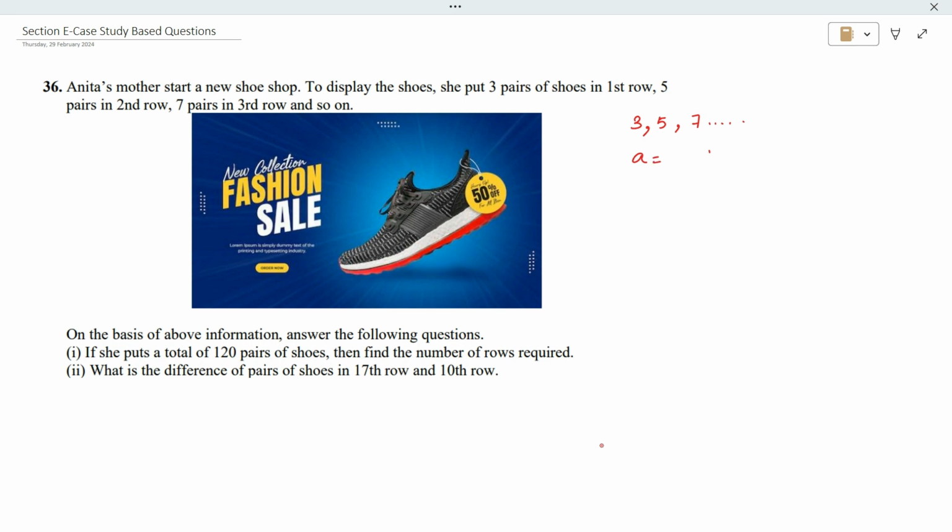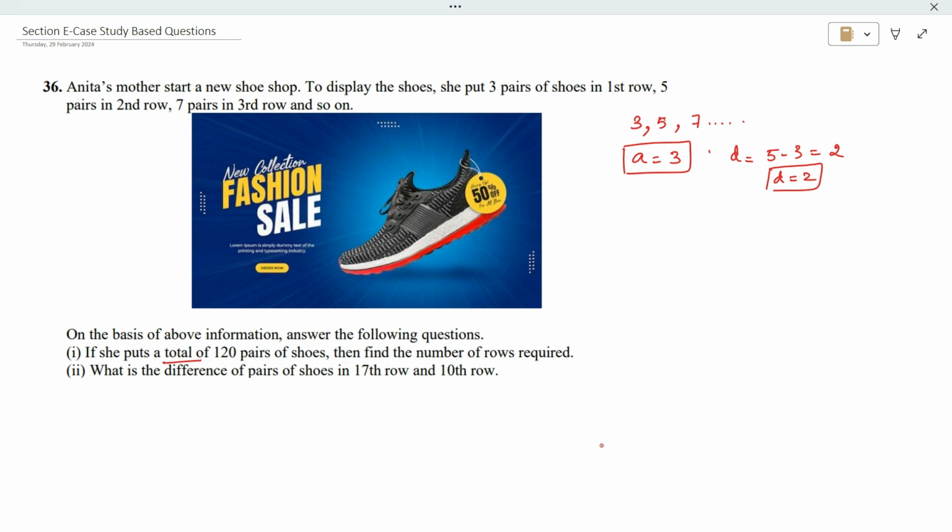Okay, so A is the first term, and how will you find D? A2 minus A1, isn't it? That is 5 minus 3, which is 2. So D is 2. So these are the things which I should remember. And first, let me check whether it is an arithmetic progression. So 3 plus 2 is 5, 5 plus 2 is 7. So constant difference, right? Okay. On the basis of the above information, answer the following questions.